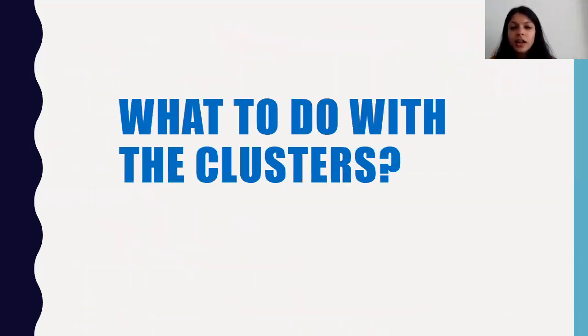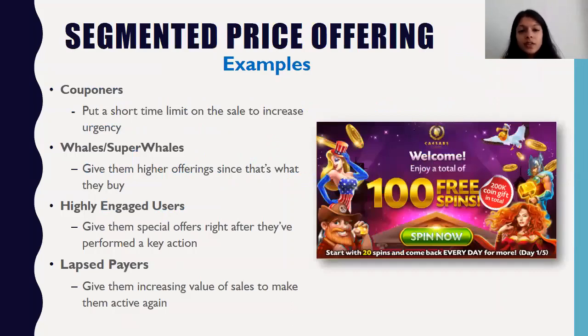So now that you do have your, let's say you have your payer clusters, you figured out which different groups are, what do you do with them? In games, what we do is we give segmented price offerings based on our clusters. I mentioned couponers. These are players who only purchase during sales. So one feature to build on top of that, what we did was we put a short time limit on the sale to increase urgency of purchasing. So if we were giving them a 50% sale over a weekend, we put a short time limit. We said 50% sale only for 3 hours, go into your game and purchase now. And we saw an increase in purchasing.